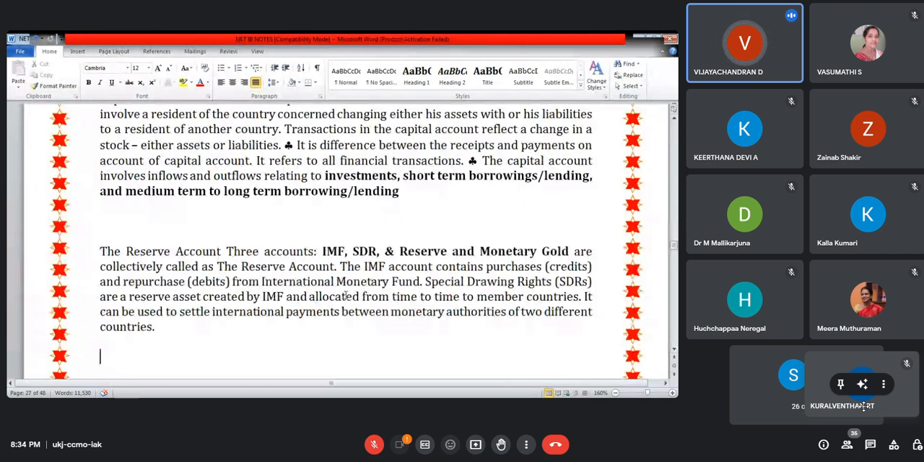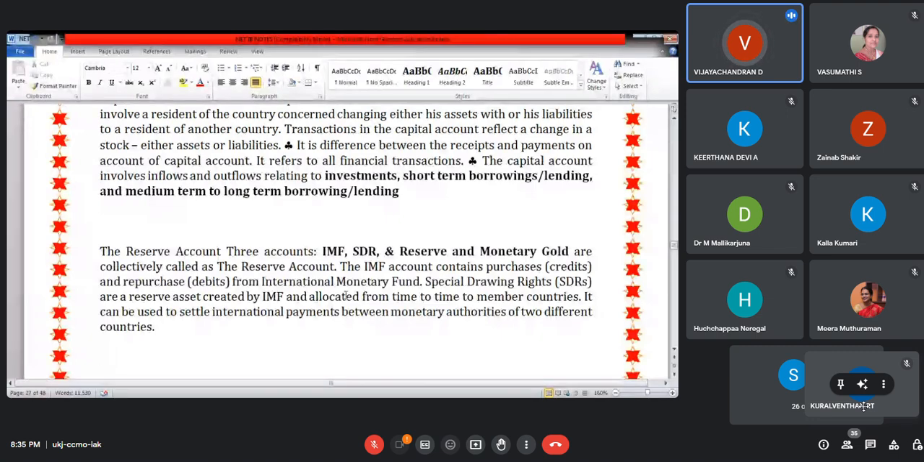The gold you are holding will be coming under the reserve account. So if you are purchasing, that will be credit, but if you are selling, that will be debit.